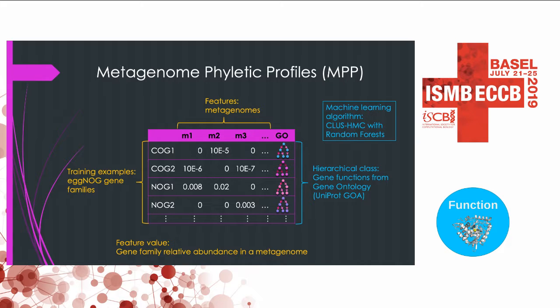Then we employed the CLUS-HMC random forests machine learning algorithm on the MPP dataset to obtain a classification model. We used CLUS-HMC, HMC, by the way, stands for hierarchical multi-label classification, because it is able to use the information from the hierarchical class during the model construction phase in order to improve the model's predictive accuracy.